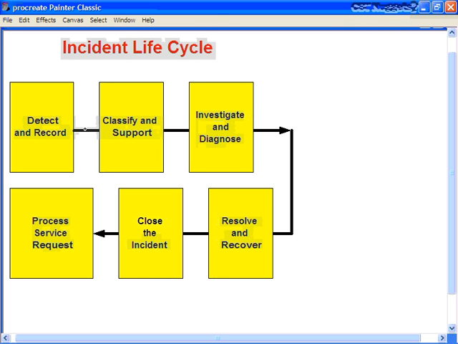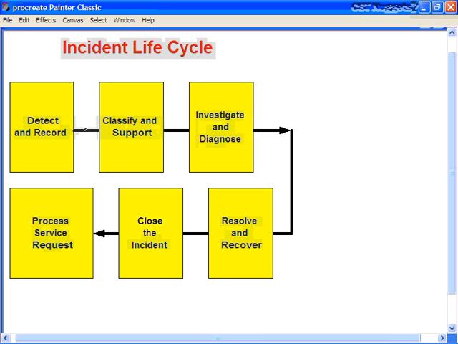The first step in the process is to detect and record. This is the original acceptance of an incident to the service desk, to the first tier, okay? The incident's detected somehow either through automated software procedures or through a call to the service desk. And at that point, an incident record is going to be created, and of course that's going to go right into a database, maybe an Oracle or a Microsoft SQL Server database.